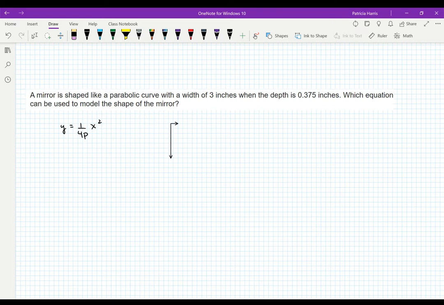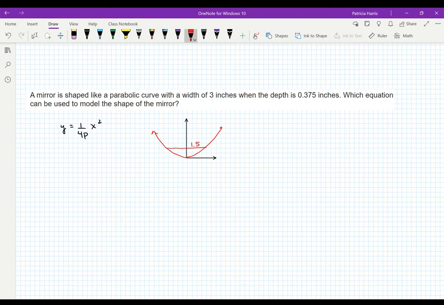Okay, so I'm going to have to draw a little picture here. A mirror is shaped like a parabolic curve with a width of 3 inches and a depth of 0.375 inches. Okay, so we have a width. Now width is all the way across, right? So the total width would be 3. So on each side, it would be 1.5.